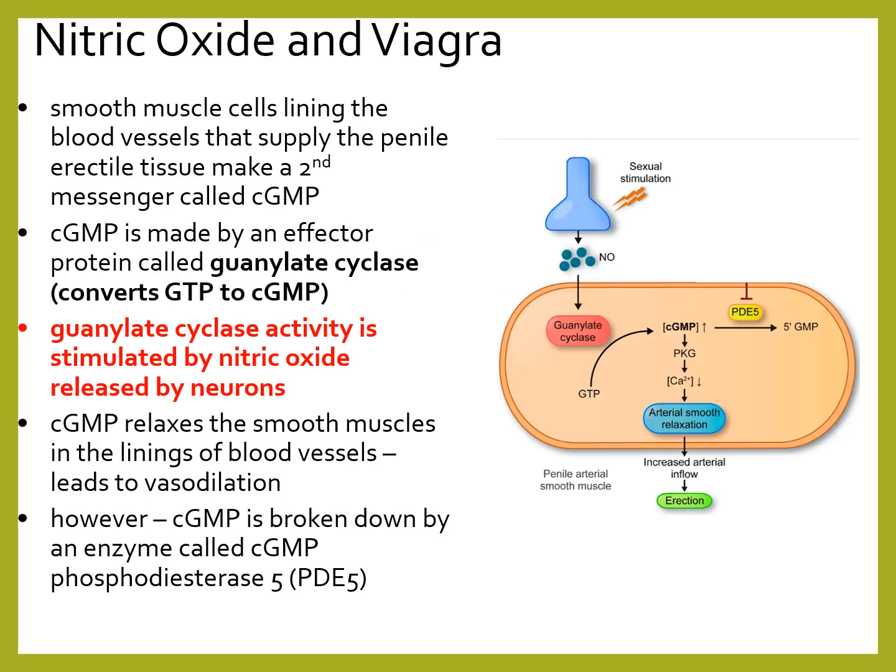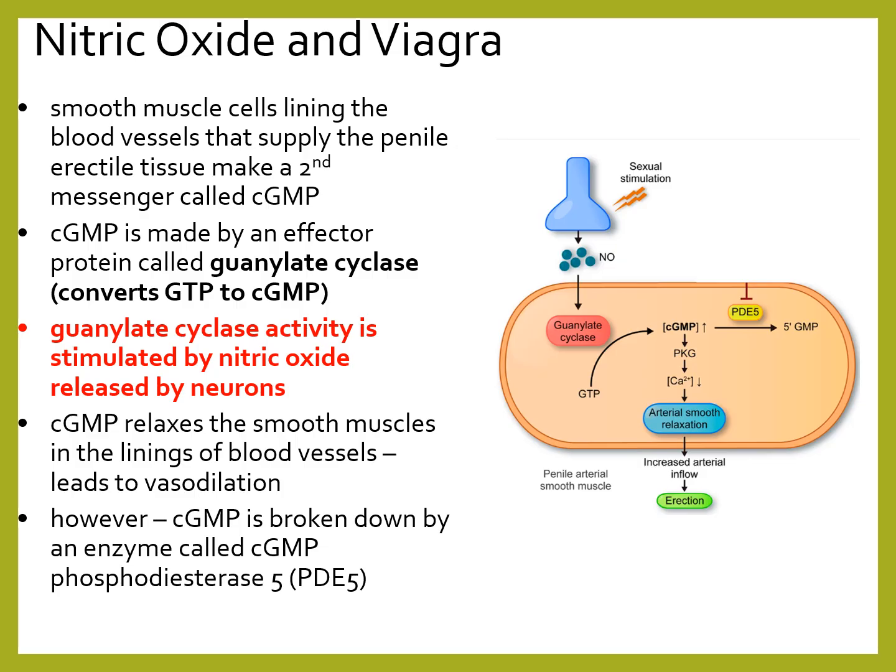Okay, so why am I telling you about nitric oxide? Well, I want to give you a little bit of a medical application here, which is how nitric oxide, smooth muscle, and the drug called Viagra interact with one another to treat a condition known as erectile dysfunction. The smooth muscle cells that line the blood vessels supplying penile erectile tissue make a second messenger called cyclic GMP, cGMP. If this sounds familiar, it's because it has a cousin we've talked about already, called cyclic AMP.